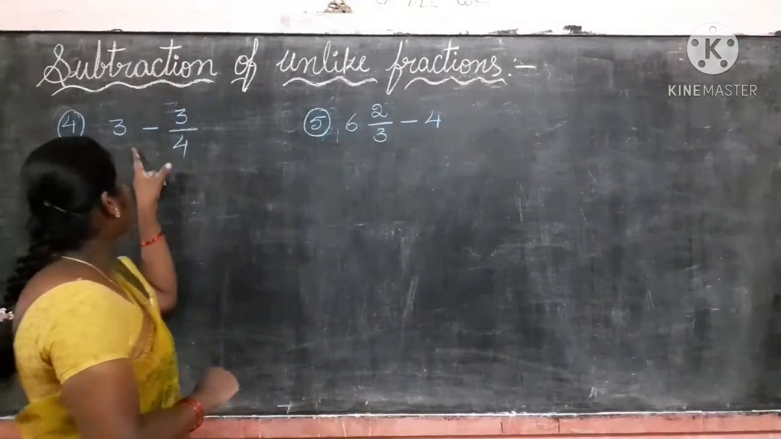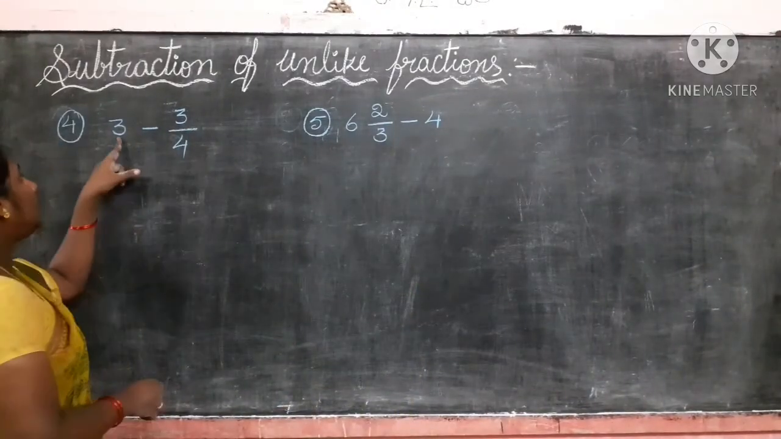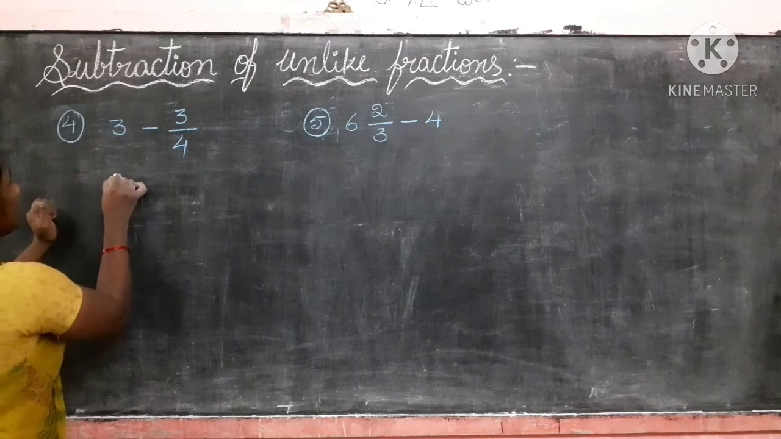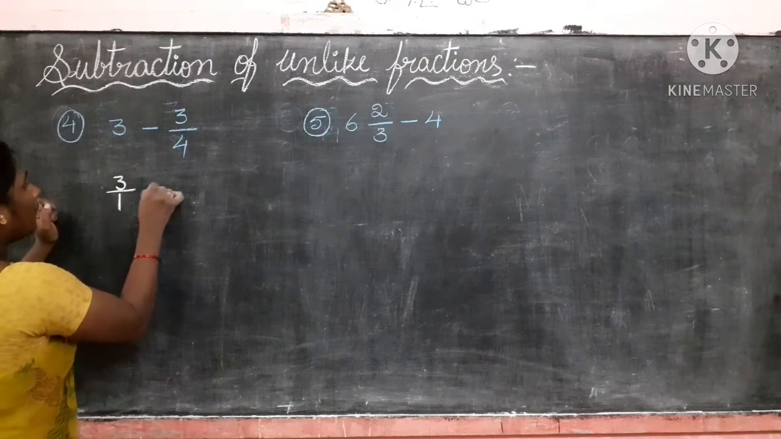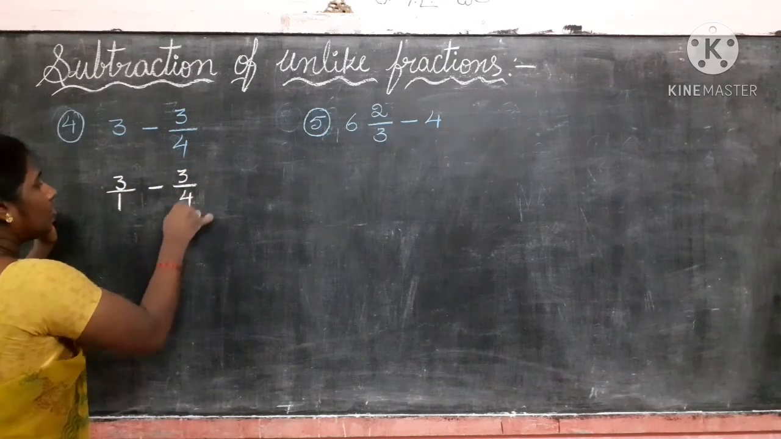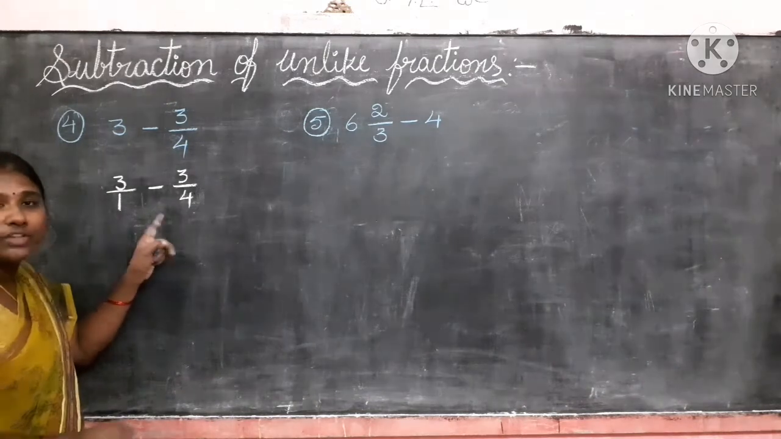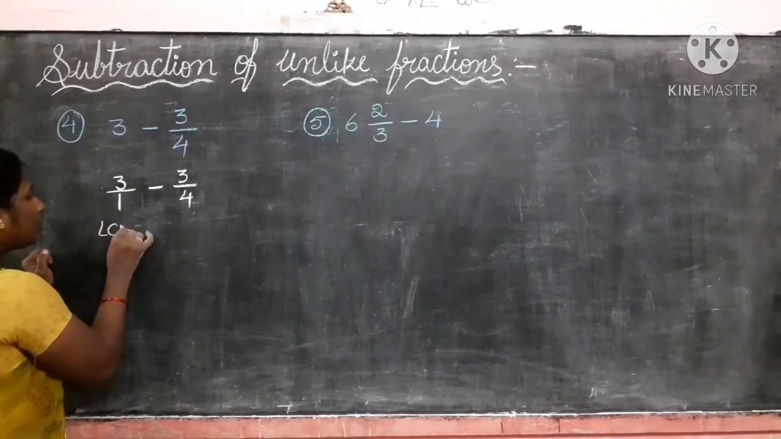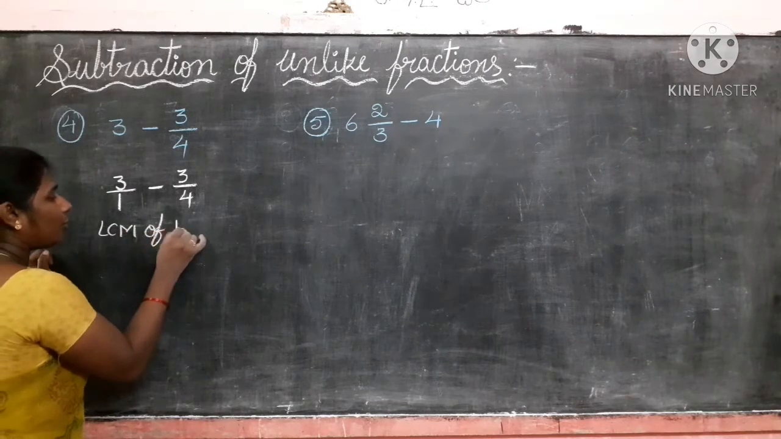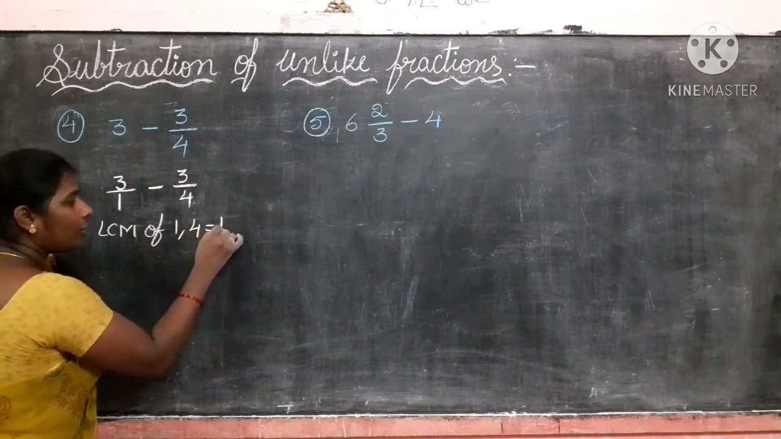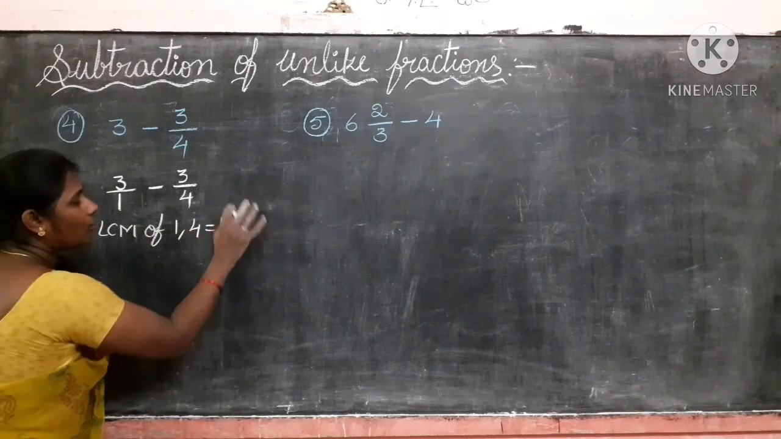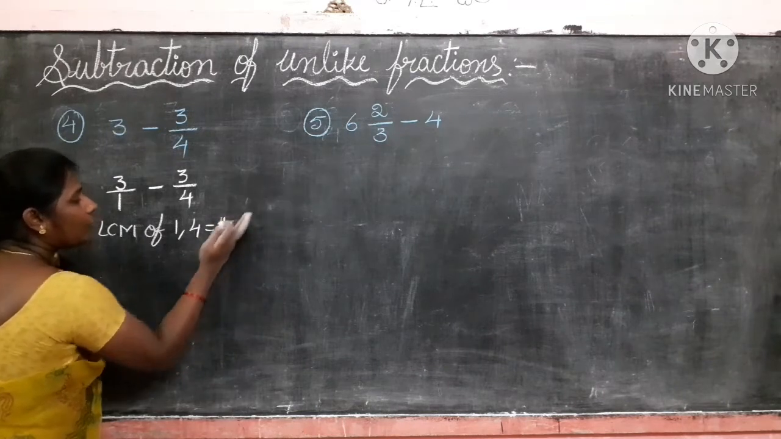Next one is 3 minus 3 by 4. Here 3, 3 means how should we write? 3 by 1 minus 3 by 4. Now we have to find the LCM of the denominators. LCM of 1 comma 4. What is the LCM of 1 comma 4? 1 into 4 is 4. So the LCM is 4.